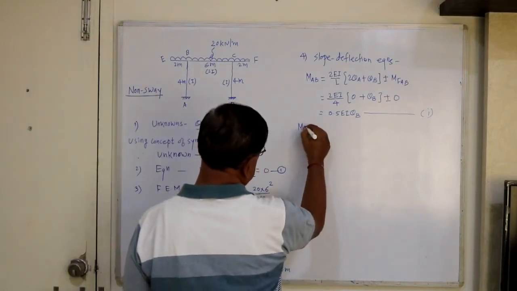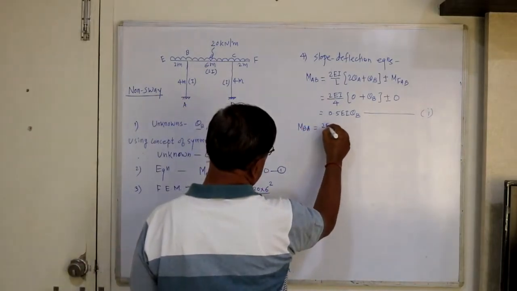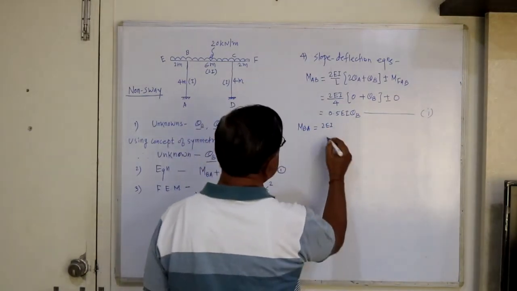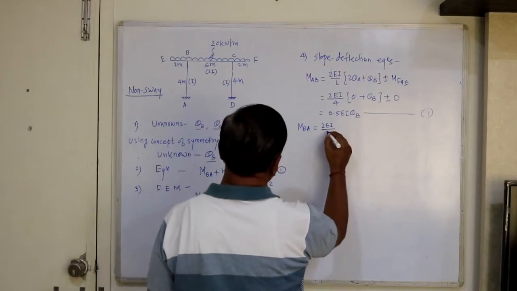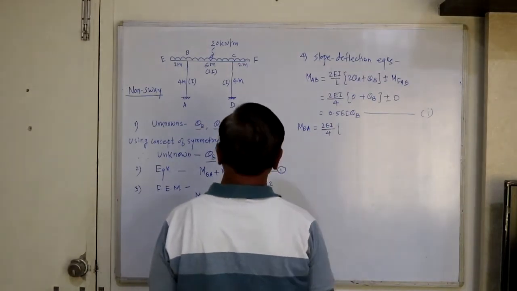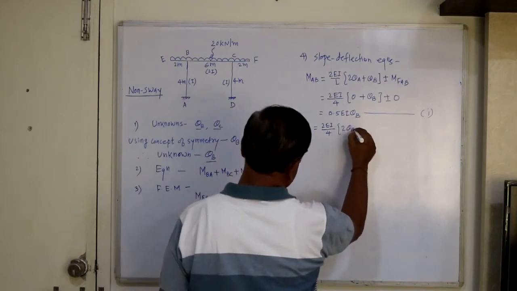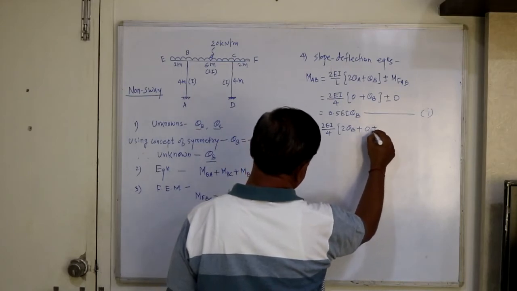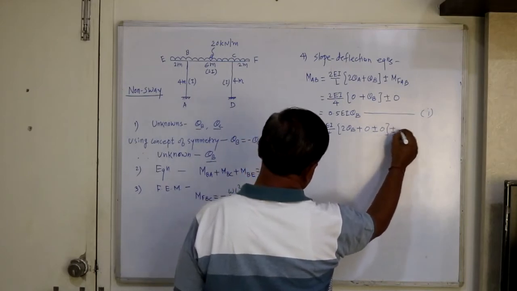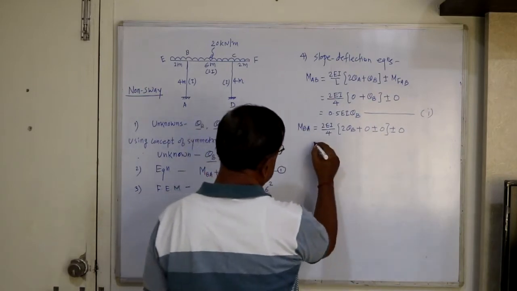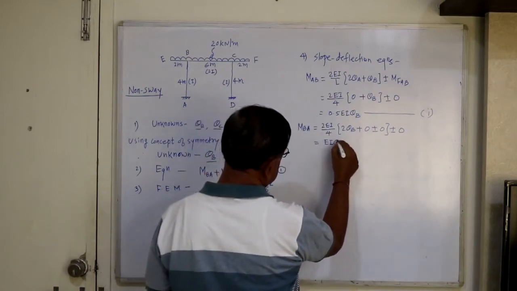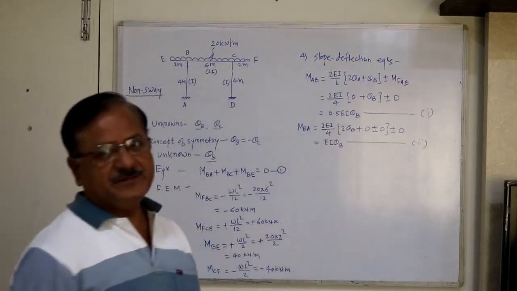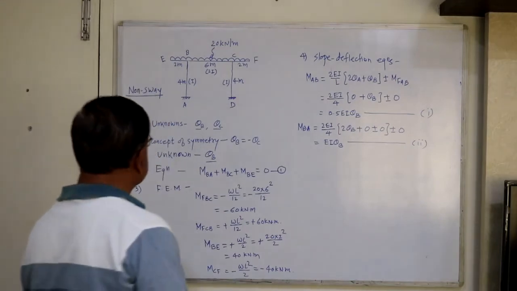MBA equal to 2EI, so divided by L is 4, L is 4, 2 theta B plus theta A 0, and delta plus minus 0, and this is also fixed end moment is 0. So this will be only EI theta B. So equation 2. Next MBC.